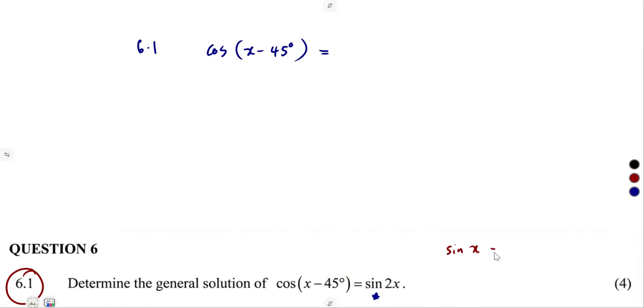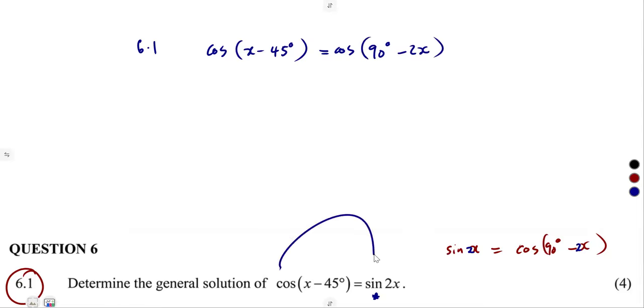How do I change sine x to be written as a cos? Remember, from our complementary angles, it's cos(90 minus x). So if it is sine 2x, this is going to be cos(90 degrees minus 2x) as well. We can also change a cos to be a sine. It is up to you. With this, guys, you can find your general solutions. You do not need to solve anything. You just take one from the left-hand side and equate it to the right-hand side.